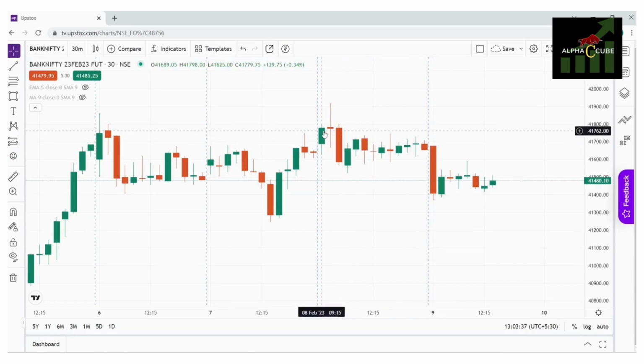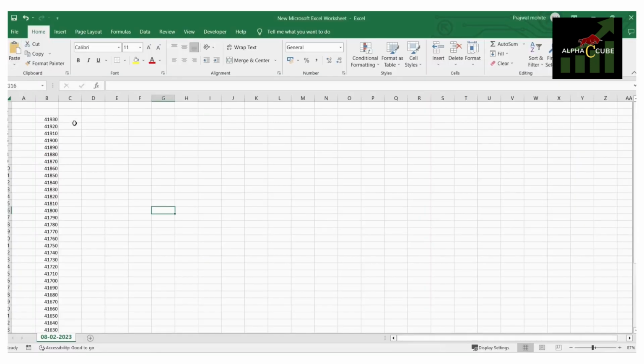So the range for the first 30 minutes candle, you can see that the high is 41,798 and low is 41,624. So what we do is we just get into the spreadsheet and replace that with the A letter. So you can see that high is 41,798. Here one thing is important. If you are above 5 points, you need to round it off to the nearest 0. Like right now the high is 41,798, so we can round it off to 41,800. So 41,800 is here.